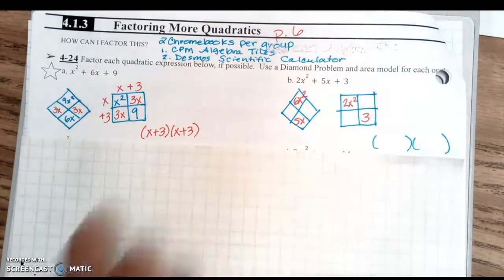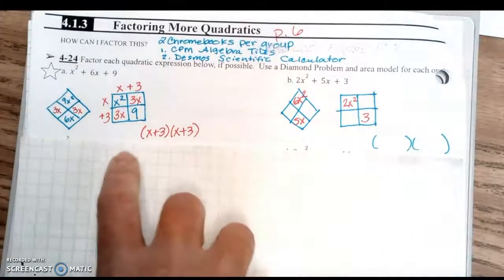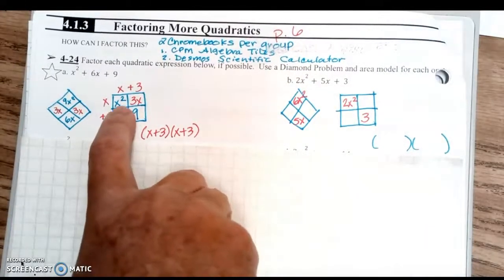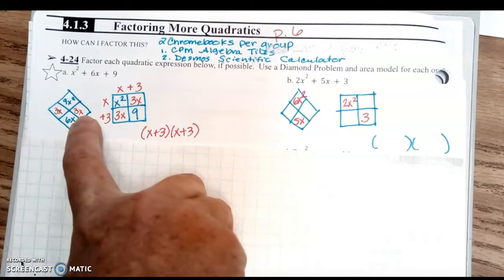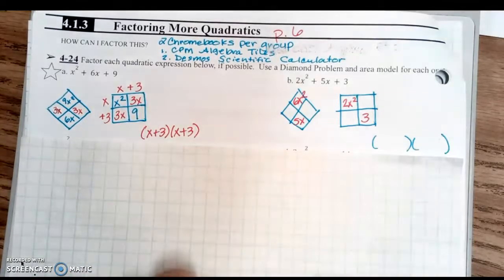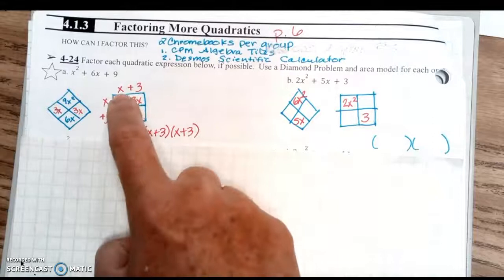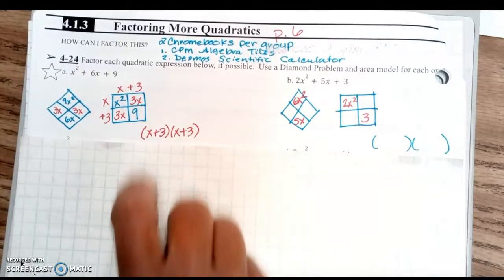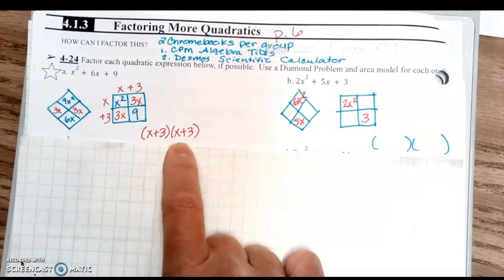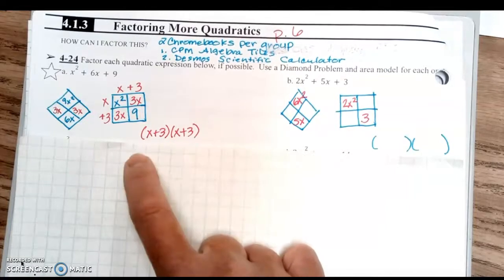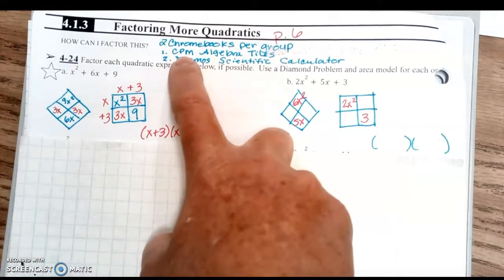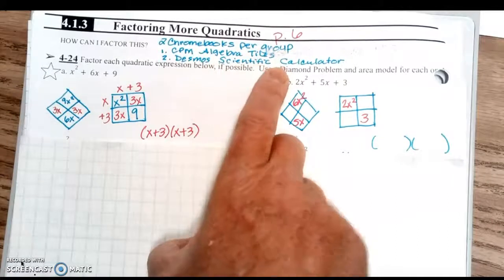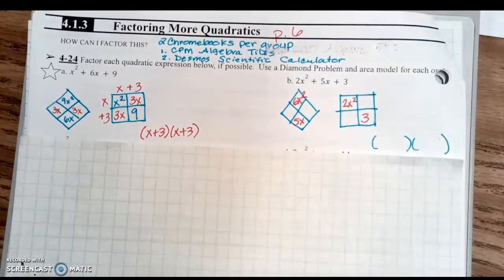The same problem fits slightly differently into your area model. For your area model, you put the x squared here and the 9 there. Then the 3x and the 3x can go in this box and this box, and that will help you factor it to x plus 3 and x plus 3. So when you write your factored form, you're going to have x plus 3 times the quantity x plus 3. If you also want to use the CPM algebra tiles to help you, some students like to see it visually.